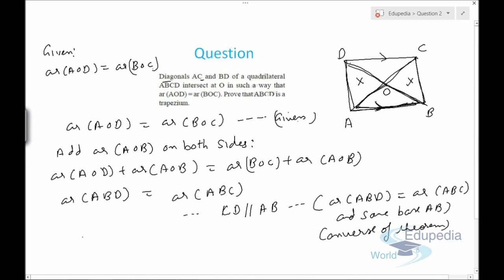Now if in a quadrilateral one pair of sides are parallel, it's a trapezium, so then we can say that ABCD is a trapezium. So why is it a trapezium now? Since CD is parallel to AB. So we have proved this. So this is how we can prove these type of questions.